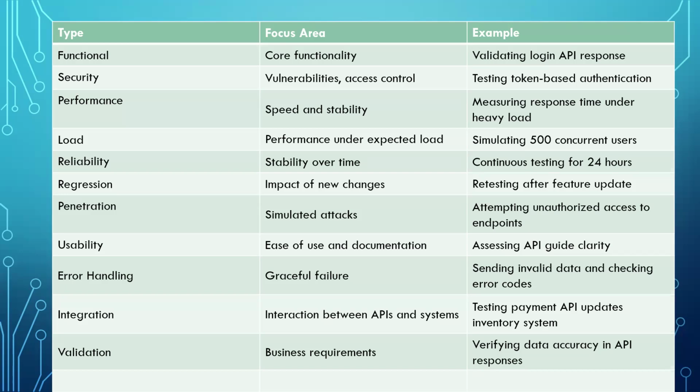Integration between APIs and systems: if I put this API with another, maybe testing payments or an inventory system, will it still work? All those things. Validation: business requirement, data accuracy in API. We're talking about performance and all these ones, so that's why I didn't touch it again. This is just an overall summary of what I have talked about, and these are the examples that we have here.